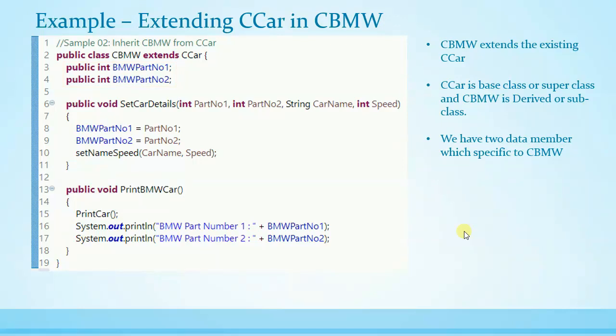Since we inherited the behavior of CCar, now CBMW has 4 members. One is car name, next maximum speed, then part number 1 and part number 2. If you look at the previous definition, we kept car name and maximum speed as public. That's why those two members get inherited here, and CBMW has 4 members: 2 common ones inherited from CCar and 2 specific to this CBMW car.